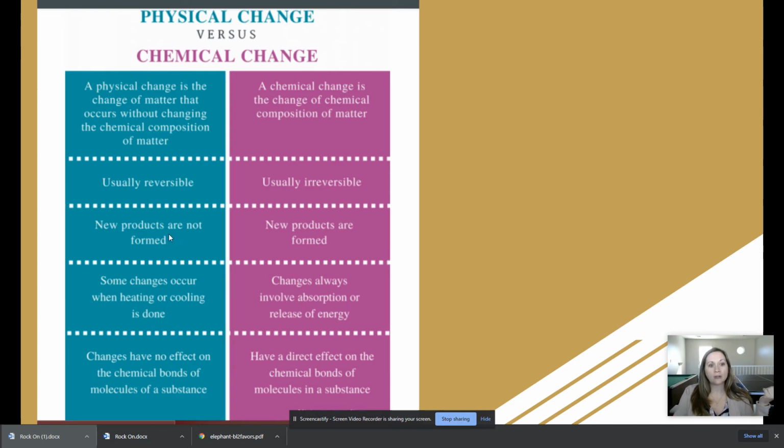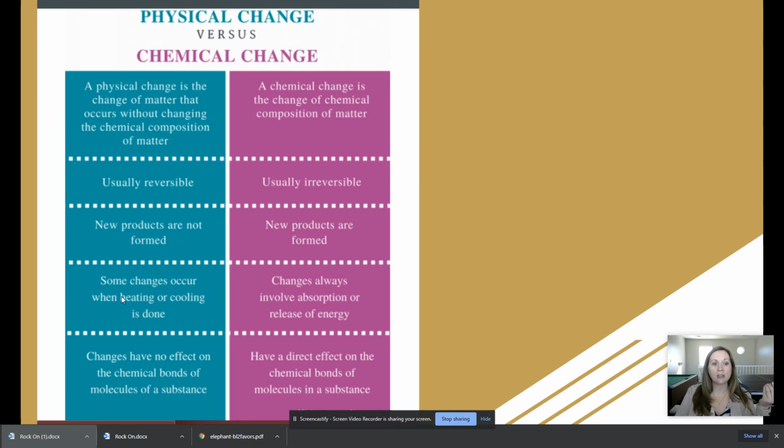In a physical change, new products are not formed. So when you broke your cracker into pieces, you didn't make any new substance. It was still a cracker. But in a chemical change, a new substance is formed. So when you continued to chew and your saliva reacted with the cracker, it actually changed that starch into sugar. So there was a chemical change, all right?